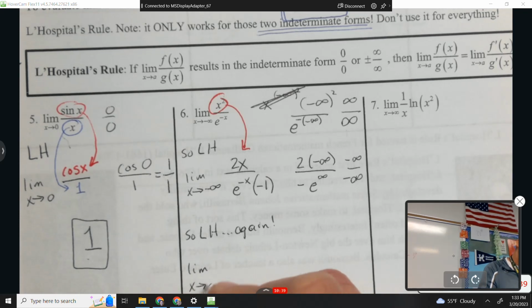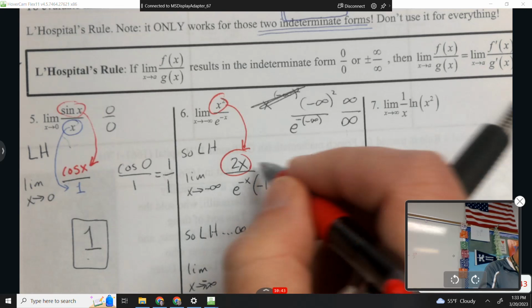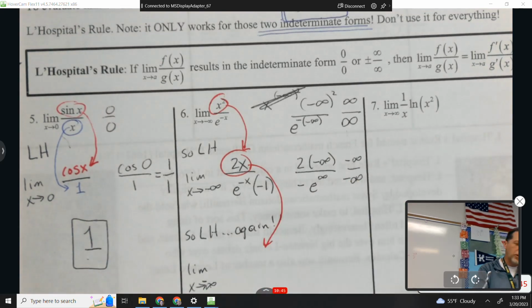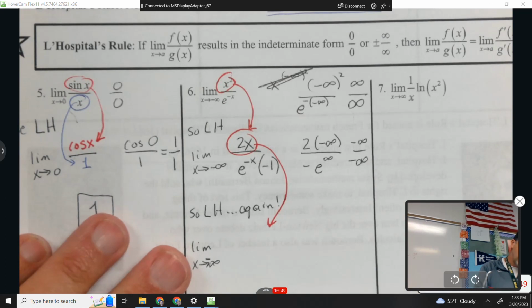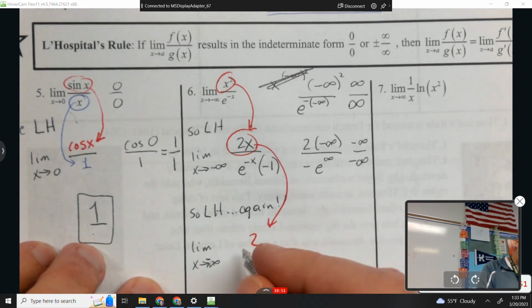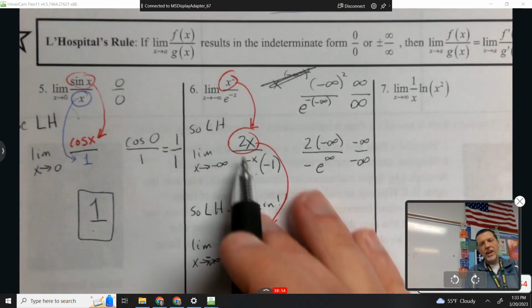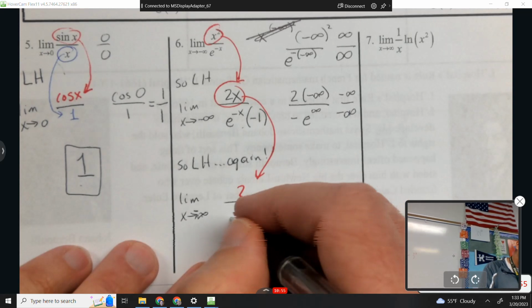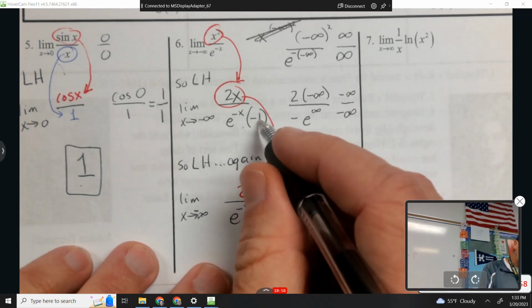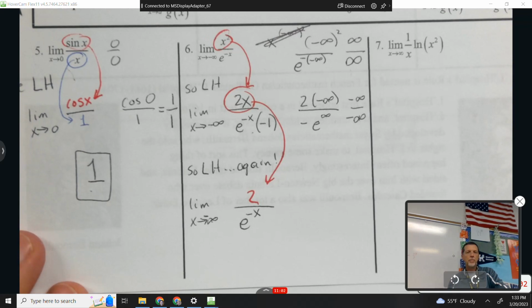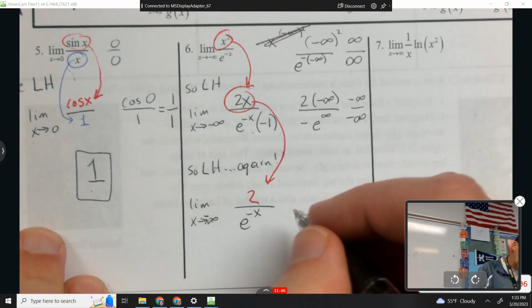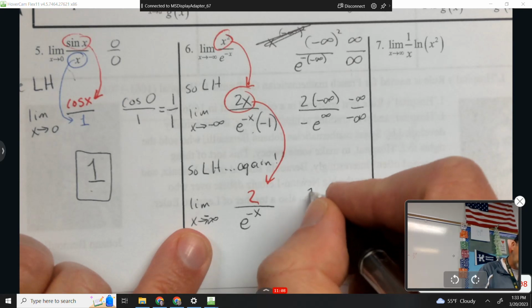And then as x approaches negative infinity. Here we go, Logan. You can redeem yourself. What's the derivative of 2x? 2. And the derivative of e to the negative x is still e to the negative x times a negative 1, which makes it a positive 1. All right, let's try again, plugging in negative infinity.